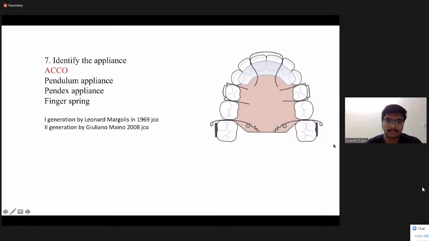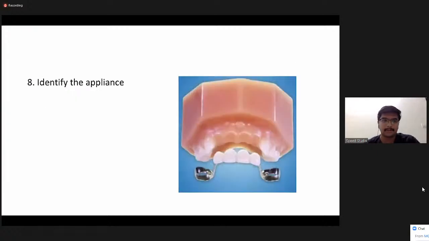So there are two types of question. One will be the identification of the appliance and the components of the appliance, that is by the name mentioned, Acco. And who was the first person to introduce the first generation, how long was the difference between the development of the second generation, and at what time the second generation was developed and by whom was it. What is this type of appliance?